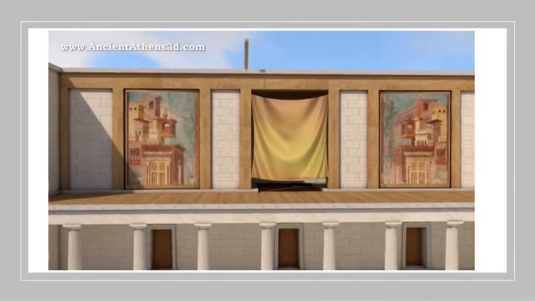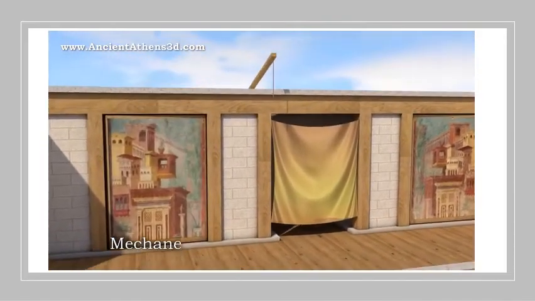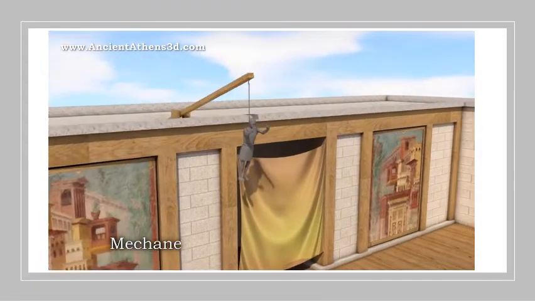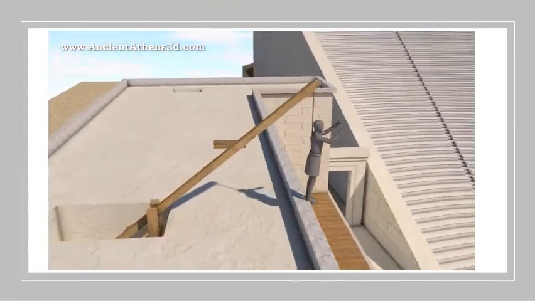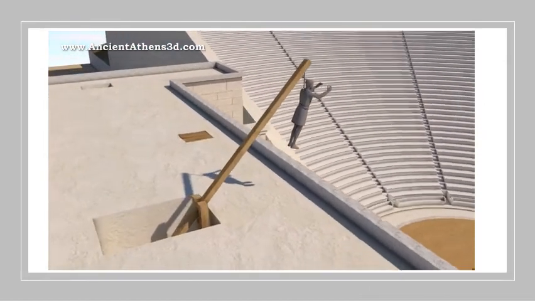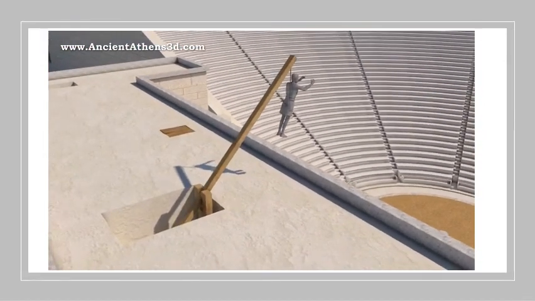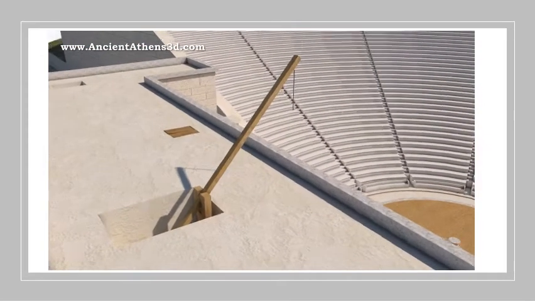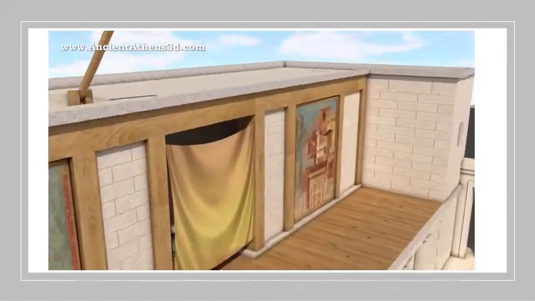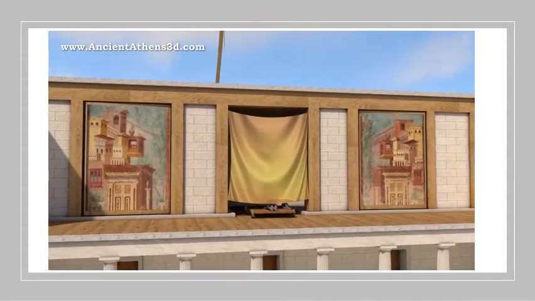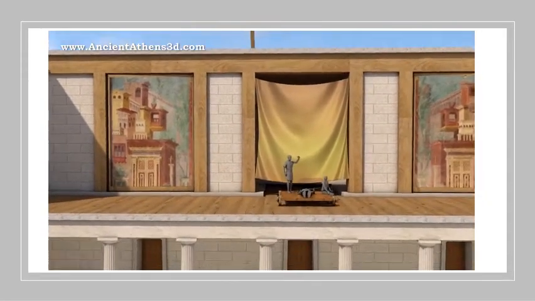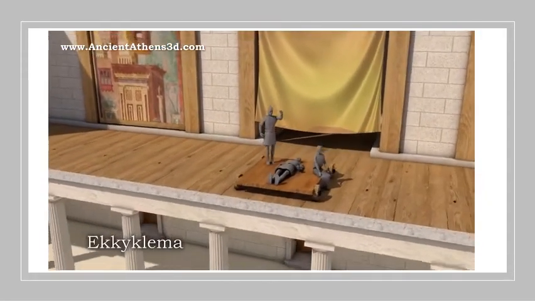Another machine was the mechane. It was a small crane lifting the actor who played a god, to create the illusion of flight. From this came the expression, deus ex machina. In the tragedies they never showed violent scenes to the crowd. The effects of violent events, such as murder, were shown on stage with a moving platform, the ekkyklema.